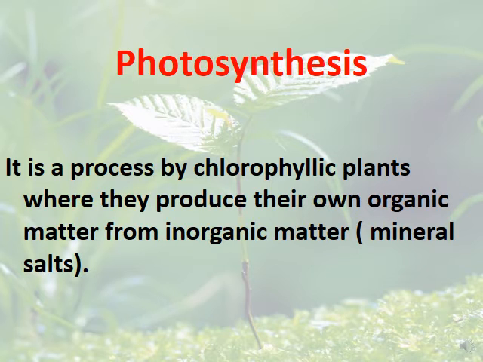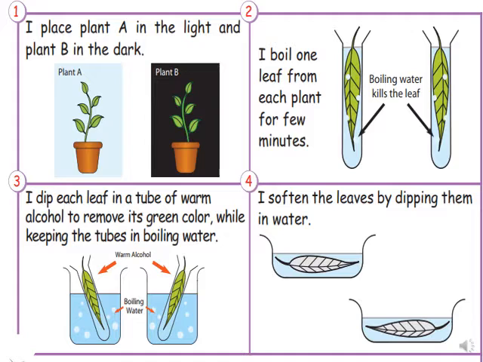It's the process by which the chlorophyllic plants, this means the green plants, produce their own organic matter from the inorganic, like the mineral salts. What do they produce? Let's see. They produce their own food by the process of photosynthesis.